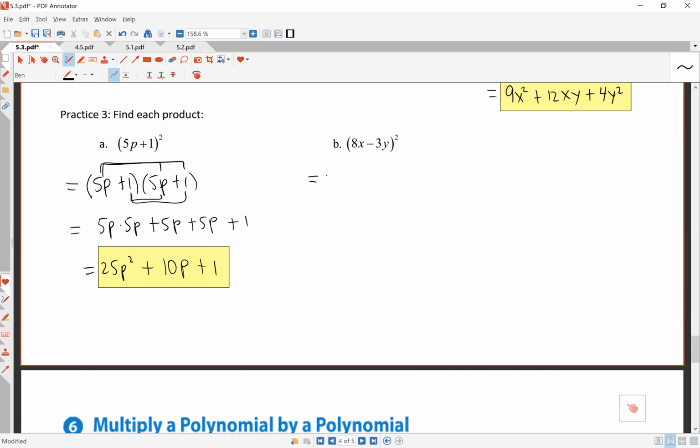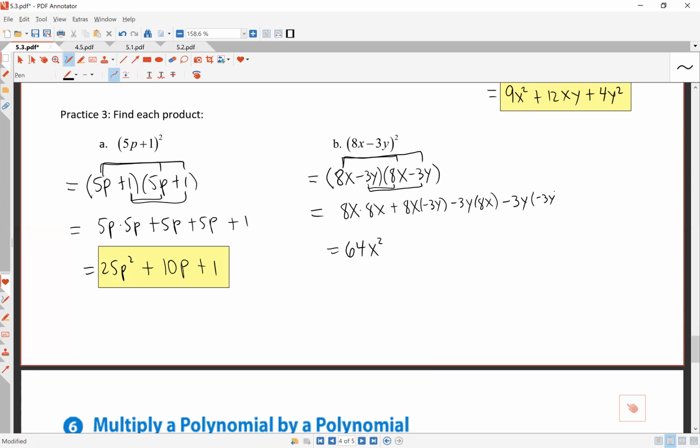(8x minus 3y) squared. We repeat that twice. 8x times 8x is 64x squared. 8x times negative 3y, minus 3y times 8x, minus 3y times negative 3y.